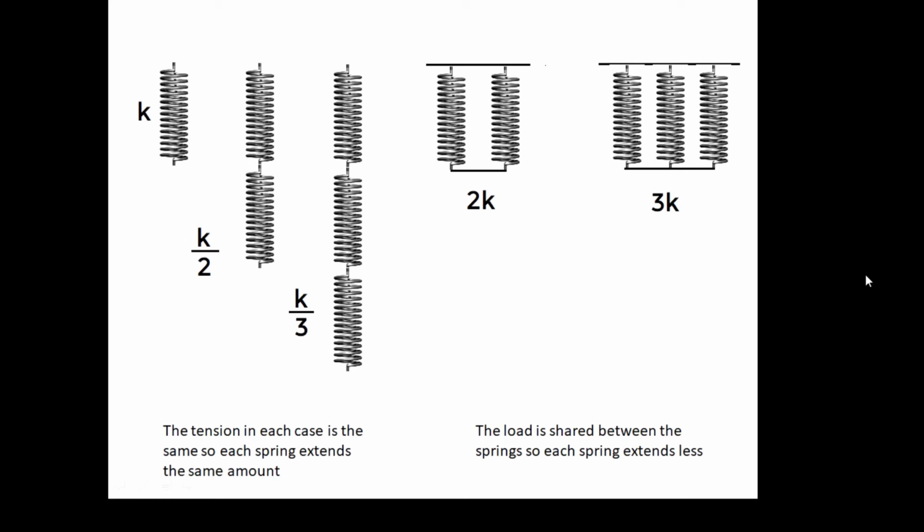Why? Well, the tension is the same. They're all joined together, the tension is the same. Each spring will extend a certain amount, so the total extension will be double or treble, and so the stiffness will be less. If you put springs in parallel, then the load is shared between them. If I put 10 newtons on, then each one would get 5 newtons if you had 2 of them. So the extension isn't as much, it's half as much. So the stiffness is twice as much, or 3 times as much if you had 3 springs.